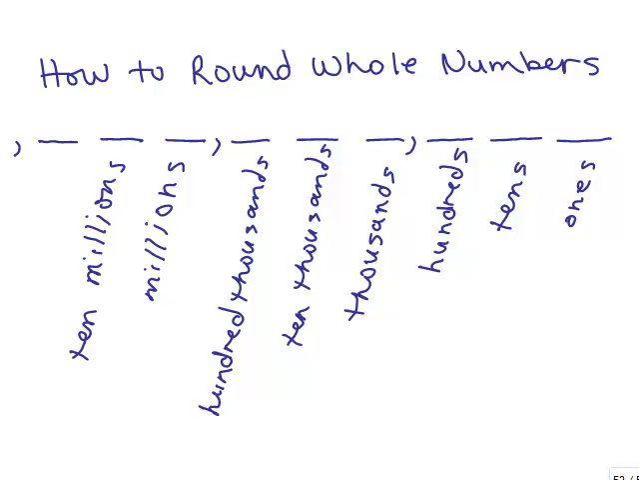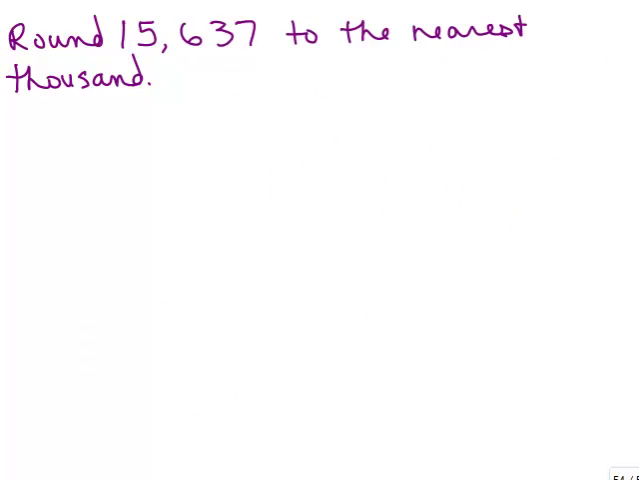We're going to learn how to round whole numbers in this video. You already have to have an understanding of place value. So I've shown the first few place values here, the ones, tens, hundreds. Remember, they come in groupings of 3: thousands, 10,000s, 100,000s, etc., as you go to the left. So let's try this problem.